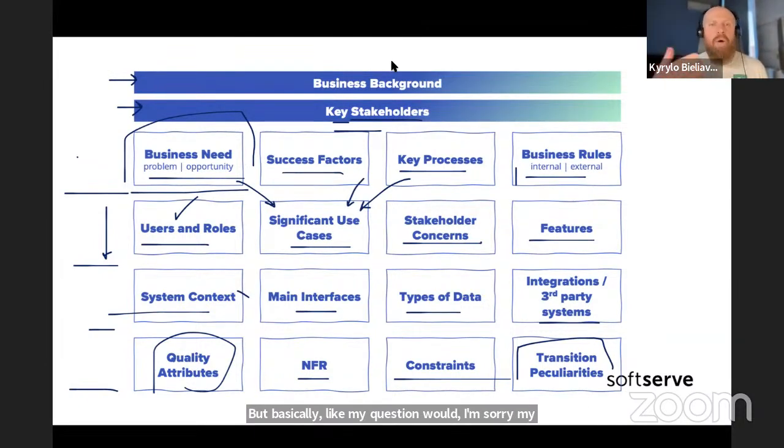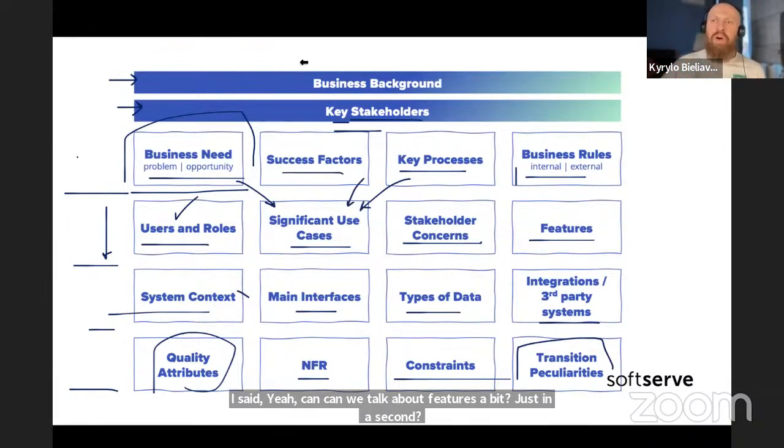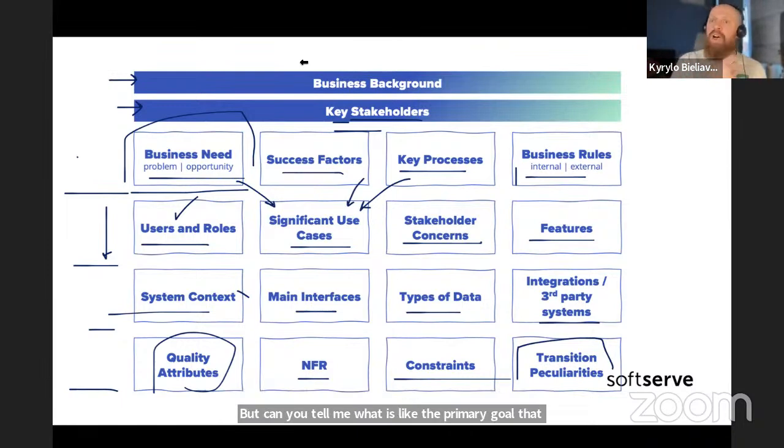Like, how can we measure, or how can we know if we achieve that goal? Let's say we had a very interesting talk with one of our clients, and we started that conversation. He again, like they all do, started to talk about features, like what features will we have? And I said, can we talk about features just in a second, but can you tell me what the primary goal is that you're trying to achieve with that solution? And he said, we want to improve our client experience.